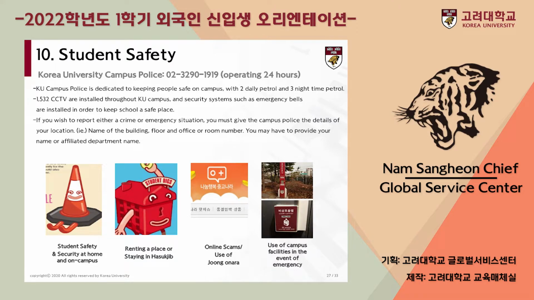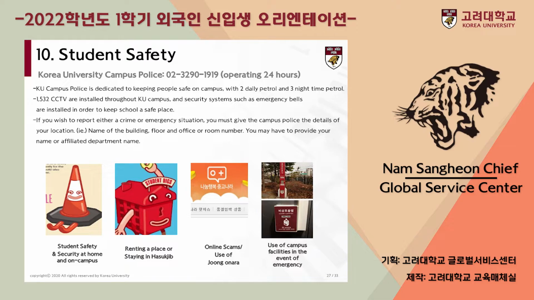Now on to another important piece of information. At Korea University, we have campus police for security, and you can call them at 02-3290-1919. It operates for 24 hours. In case of an emergency, you can call this number, but you would have to provide details of your location. For this reason, and of course for you to navigate through the campus more easily, it would be very useful for you to familiarize yourself with our school's campus and buildings as soon as possible.